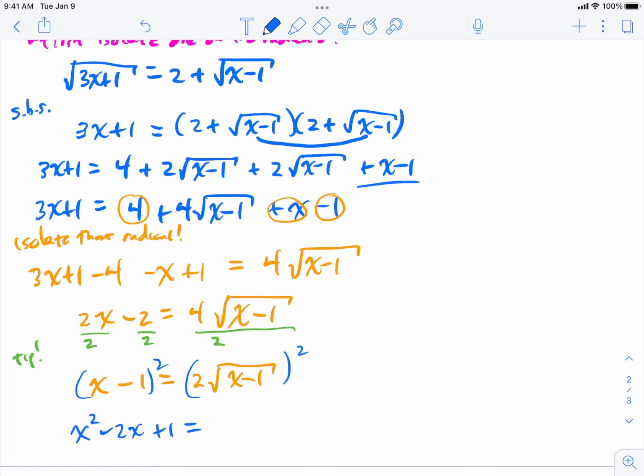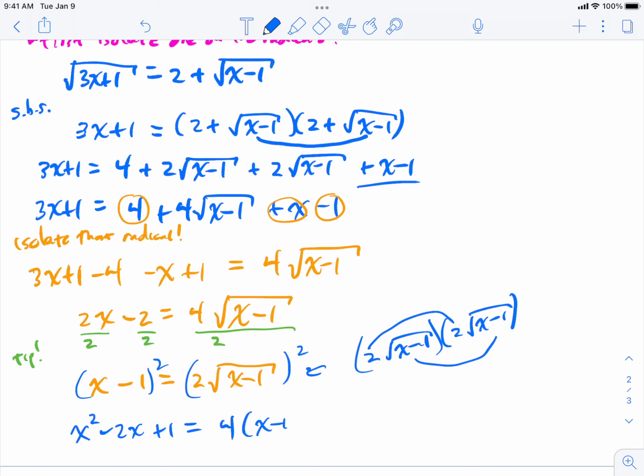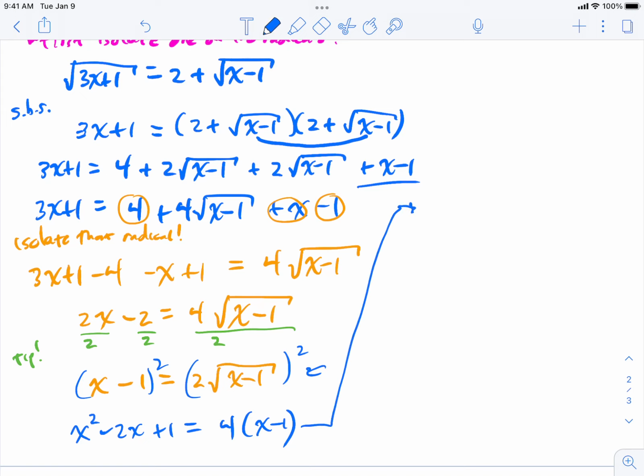On the right side, what does it mean to square this? Well, if you had this and you multiplied it by itself, remember you can multiply things in any order. The 2 times the 2 is going to give you a 4. And then the root times the root is going to release that x minus 1 like this. Okay. So you basically square the 2 to get a 4, and then the square takes the square root off. 4 times x minus 1.